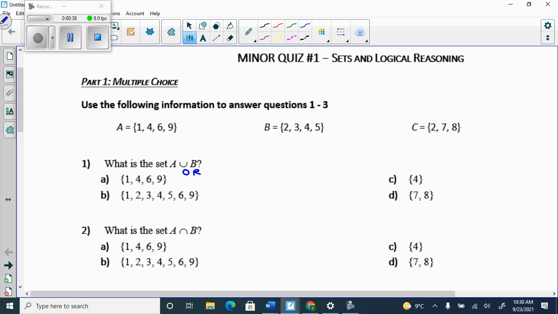So in A or B, we have 1, 2, 3, 4, 5, 6, and 9. This one is the AND symbol, or intersection, and it's any that are in A and B. What is A and B? Just the number 4.